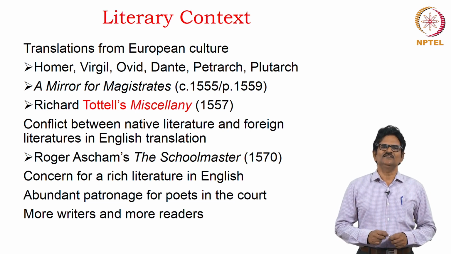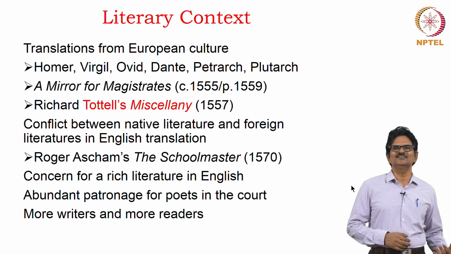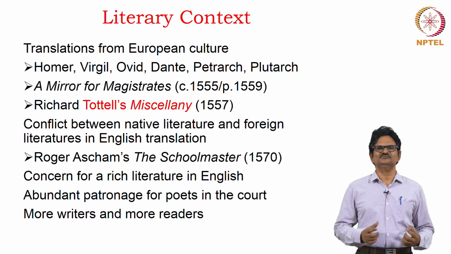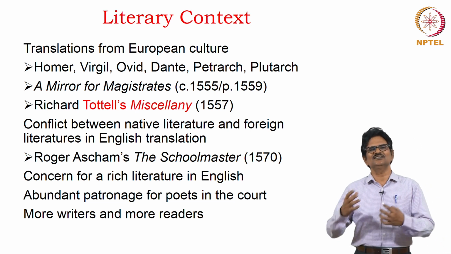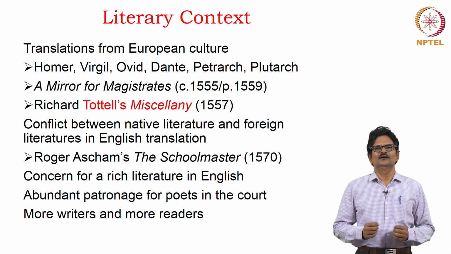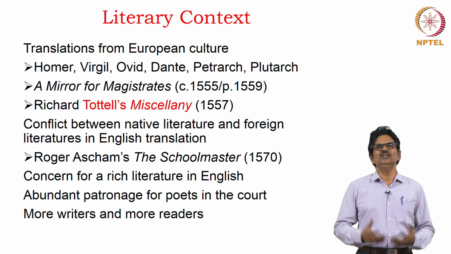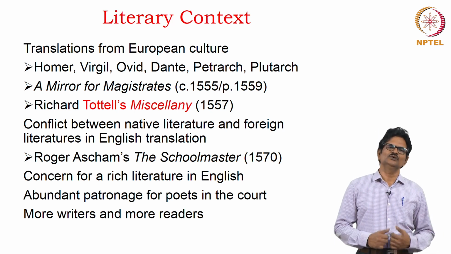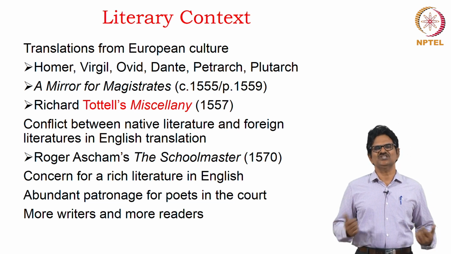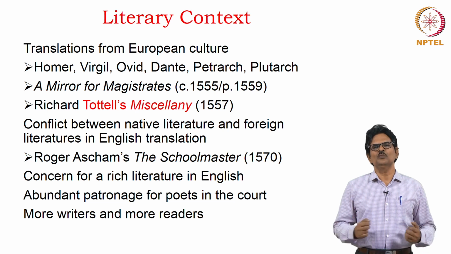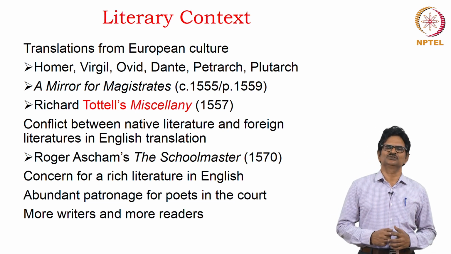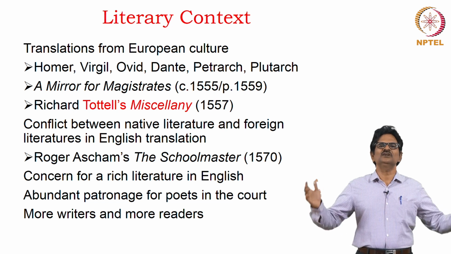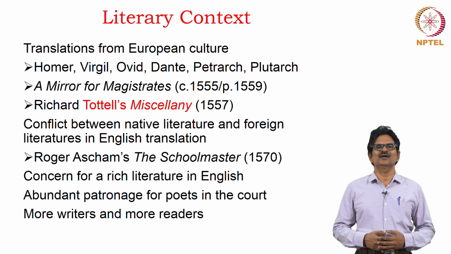In this period, we notice the conflict between native literature, that is English literature, and foreign literatures in English translation. There was a kind of interaction between literatures from English and literatures in translation in English, and this interaction enabled many poets to experiment with different forms of writing. There was also an educationist and humanist, Roger Ascham. He published a book called The Schoolmaster in 1570, urging the youth to use English to promote English, and hence we find a common concern for a rich literature in English language.